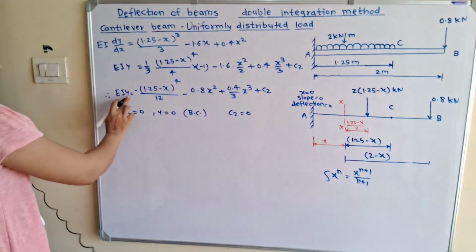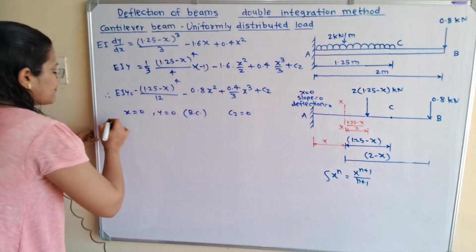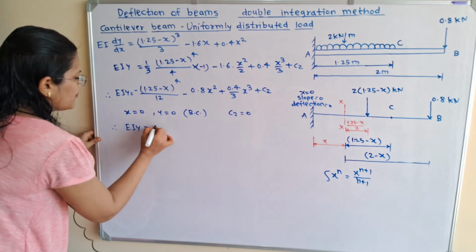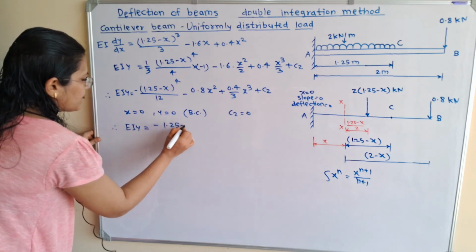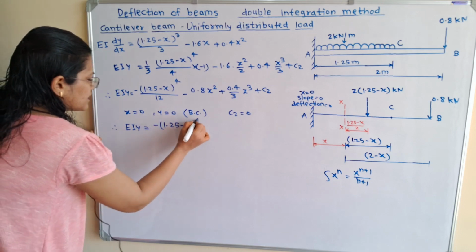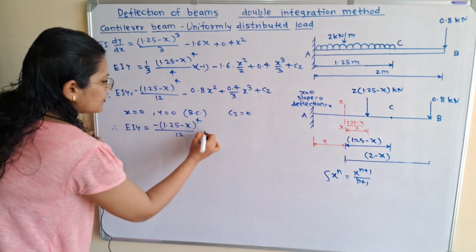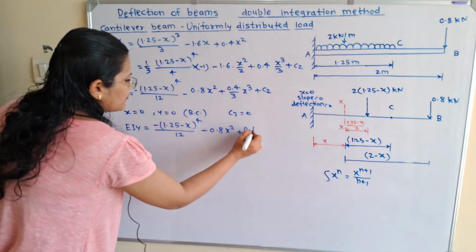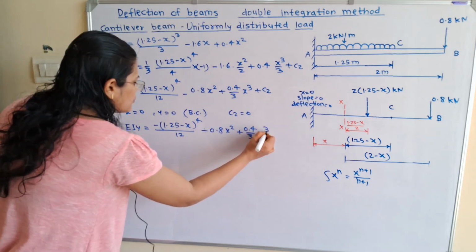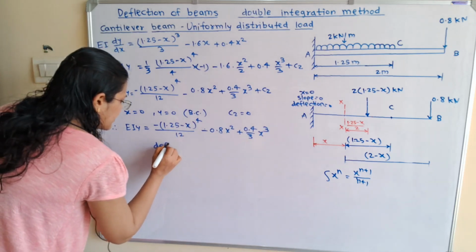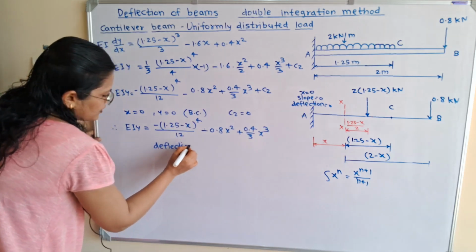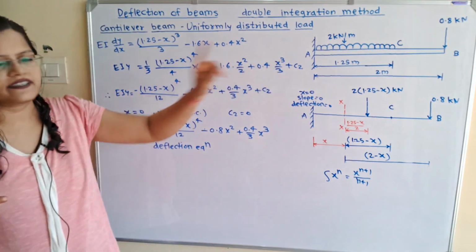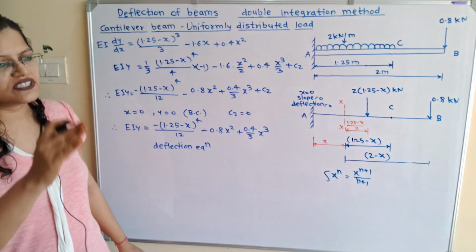So how to get the final deflection equation? Therefore, the final equation is EI y is equal to minus 1.25 minus x raised to 4 by 12 minus 0.8 x square plus 0.4 by 3 x cube. So this is known as the deflection equation. And for this deflection equation, we have to find out the deflection at the end B. That is the deflection at the free end.